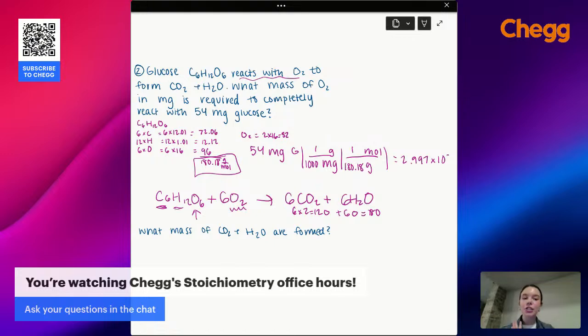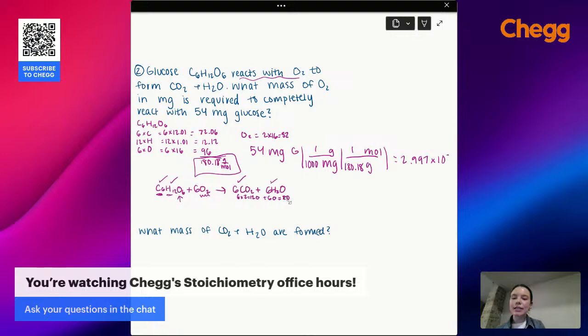Then I do a final check to make sure my elements on one side equal my elements on the other. So I have 6 C's, check. 6 C's, check. 12 H's, check. 12 H's. And then 6 plus 12, so 18 O's, plus 12 plus 6, so 18 O's. So I know my equation is balanced correctly. So I have that equation.